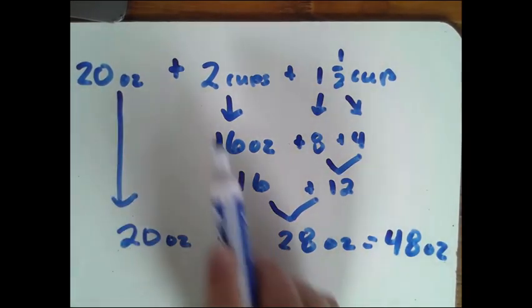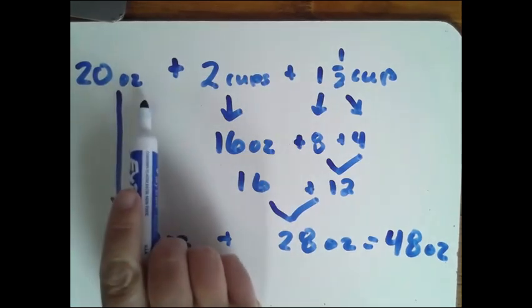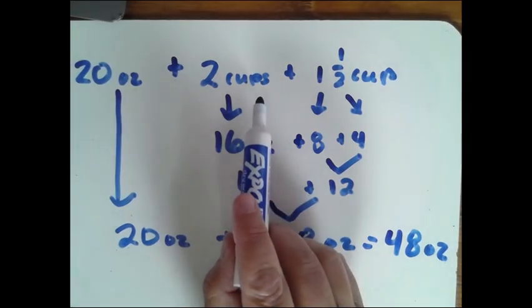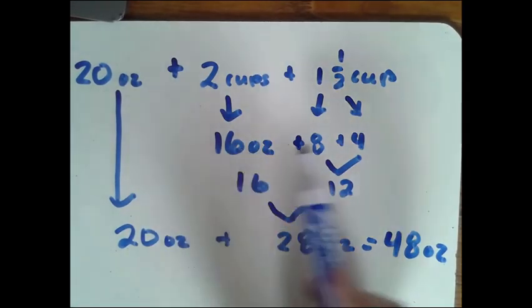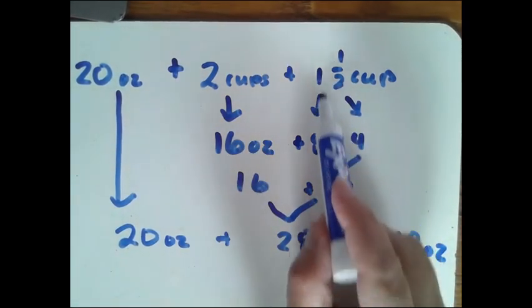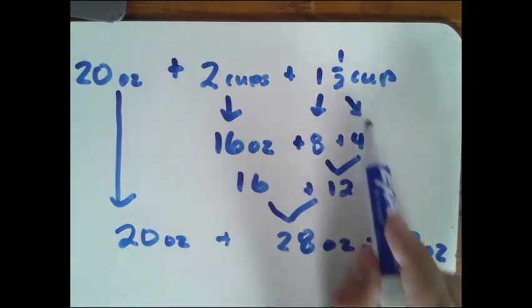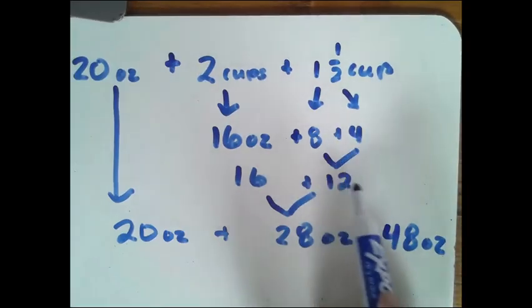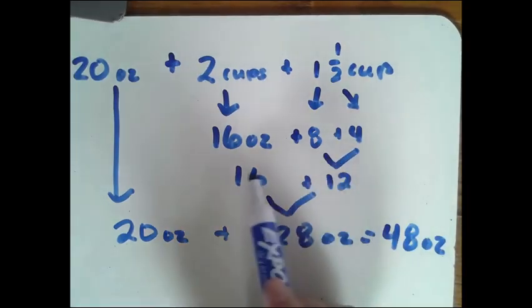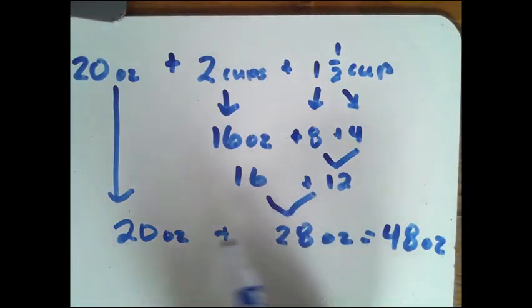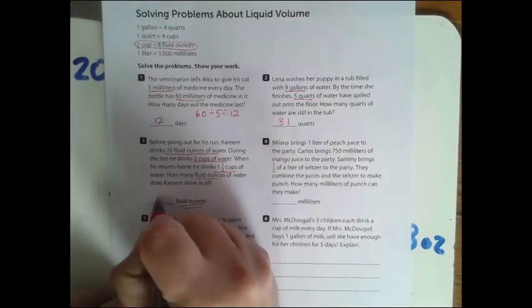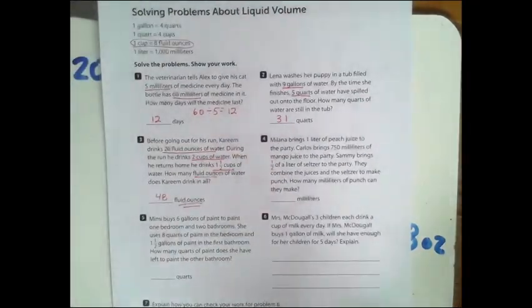So again, we didn't have to do anything to the 20 ounces, so we left it the same. 2 cups, because 1 cup is 8 ounces, so we doubled it. 1.5 cups, well, the 1 cup is 8 ounces. Half the cup would be 4. So 1.5 cups would be a total of 12 ounces. Add that to the 16, get 28. And then 20 plus 28 is 48. All right. So he drinks a total of 48 fluid ounces.